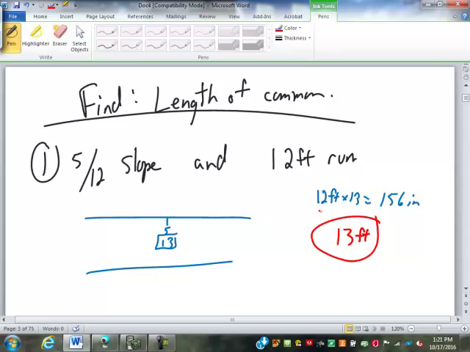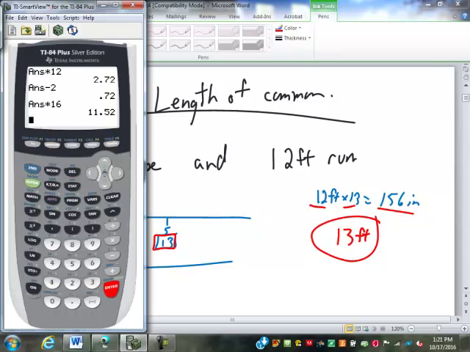Okay. So you look it up on here, you get the 13, right? So that's 13 inches per foot of run. So you take 12 feet times 13, you get 156 inches. Well, then I take 156 inches on my calculator. If I divide by 12, turn that back into feet, I get exactly 13.